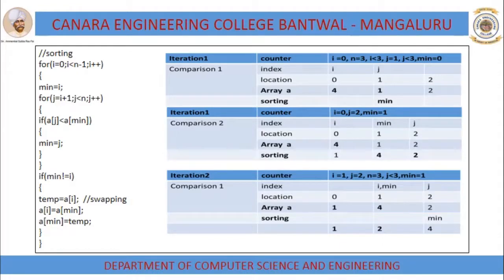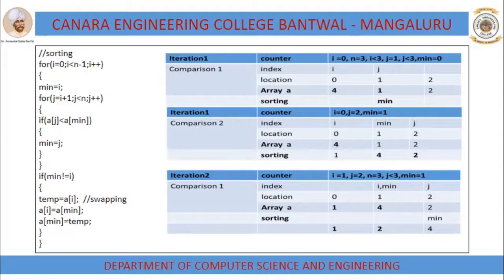So now a of 1. So a of j is a of 2. A of minimum is a of 1. So a of 2 the value is 2. A of minimum the value is 1. So now, is 2 less than 1? The condition is checked: 2 is less than 1. Since the condition is false, this if part is not executed, so control will come back here.